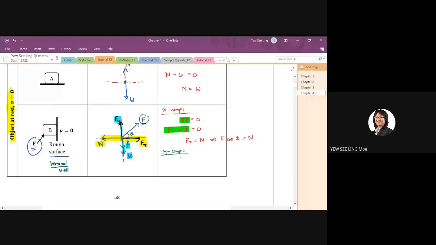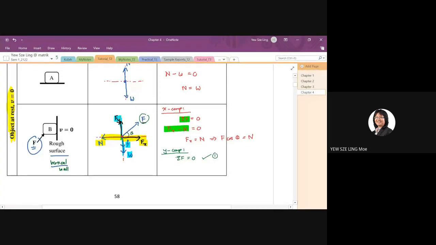Now you always have to write summation F equals 0 because it is worth 1 mark in your exam. Just this equation, before you expand it. By just writing down summation F equals 0, you already get 1 mark.